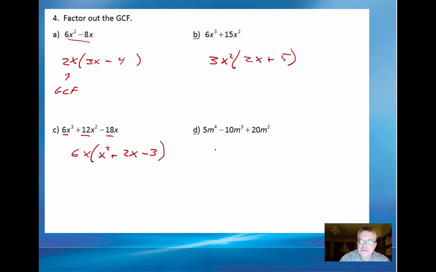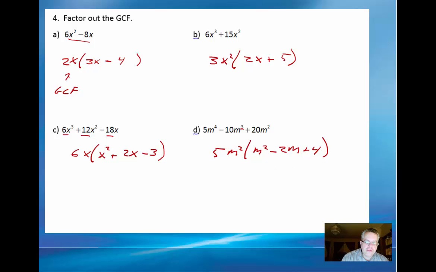Last one, GCF is 5. 5 is the largest number that goes into 5, 10, and 20. They all have at least 2 factors of m. So it's 5m squared. 5 times 1 would give me 5, so we don't need a number there. But we do need an m squared. So m squared times m squared is m to the 4th. Minus 5 times 2 is 10. We have 2 m's. We need 3, so we need 1 more. Then 5 times 4 is 20. And m squared times 1 would be m squared. We don't need any more m's. Done.